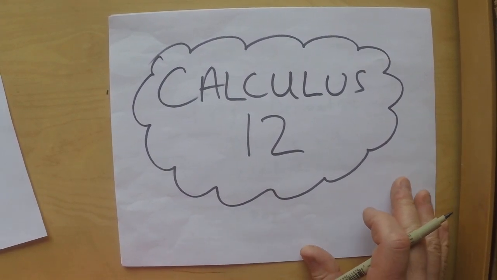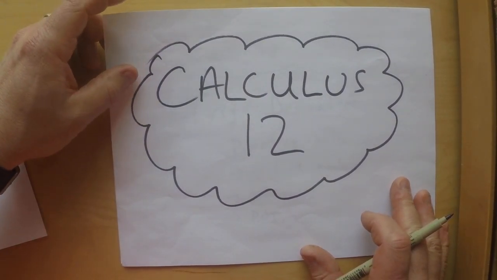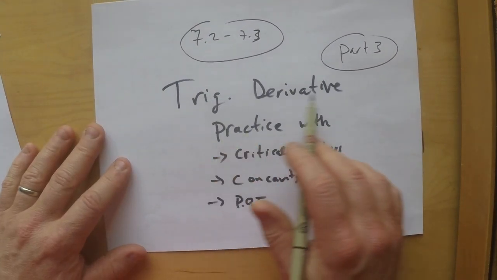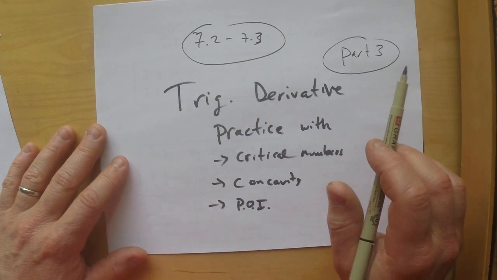All right, Calculus 12, here we go. We're doing Trig again, part 3. Big stuff happening here in the Trig world. So today, Trig derivatives again. We're on 7.2 and 7.3. This is part 3.